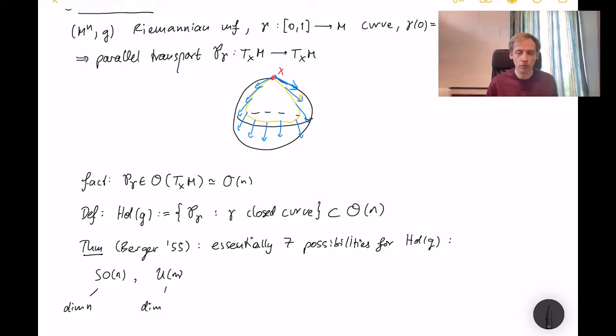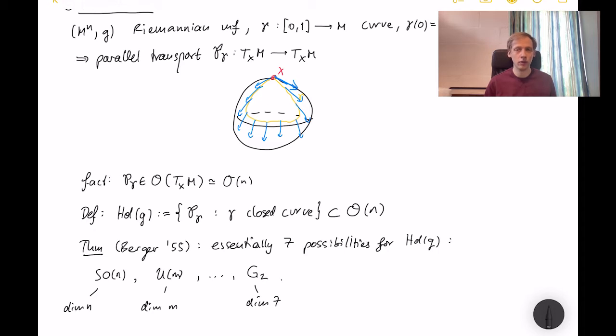And then there are a bunch of other options. Let's not go through all of them. But what we do need to know, there's one exceptional option, and that's the holonomy group G2. And that can only occur in dimension 7, mysteriously. So if you later bother to look up that theorem, you will see that the word essentially that I wrote here does a lot of heavy lifting.